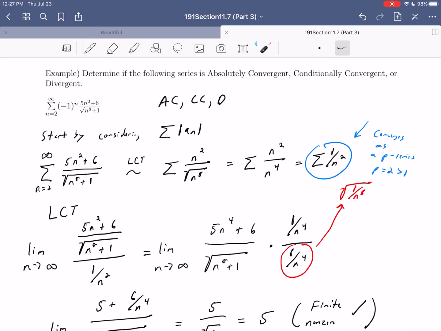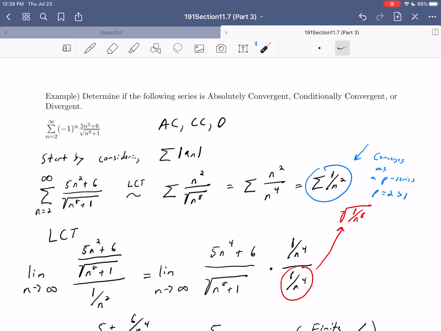All right, this is a classic example of LCT, because one of its most common uses is to say that that plus 6 and that plus 1, those unnecessary extra terms, can be dropped.